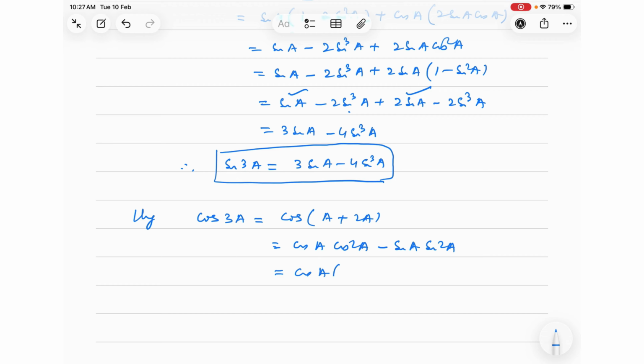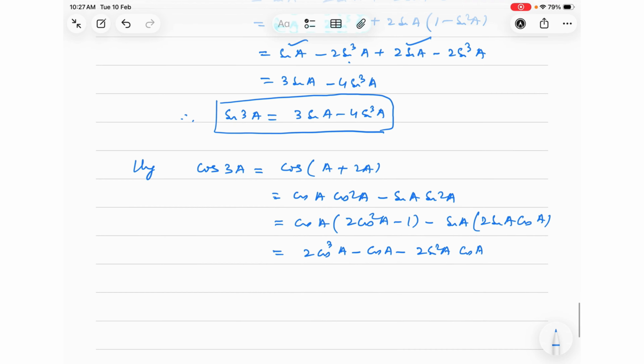Now what is cos 2A in terms of cos? It is 2 cos square A minus 1, which we have just proved. And what is the sin 2A formula? 2 sin A cos A. Therefore, opening the bracket, we get 2 cos cube A minus cos A minus 2 sin square A into cos A.